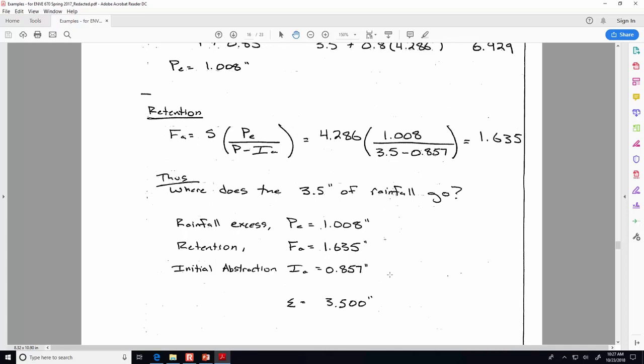So this is a model. Remember, a model is just some sort of approximation of reality. And there's essentially 4 moving parts in this model. The moving parts are the precipitation, the initial abstraction, the retention, and the rainfall excess.